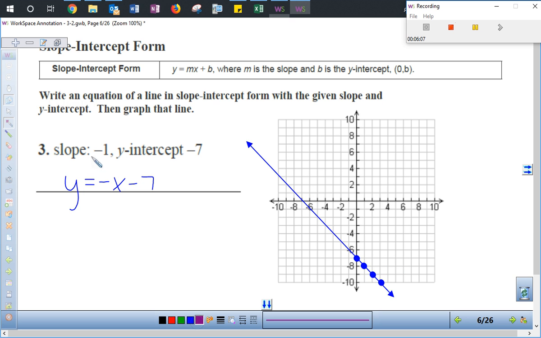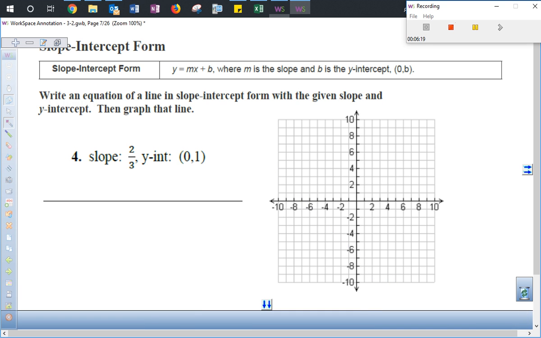Now I'm going to do a double check. I have a negative slope, so if I trace my graph from left to right, it should be going down, and it is, so we're doing good.